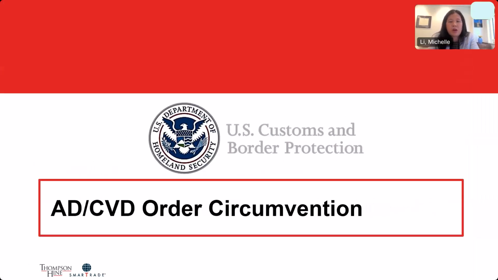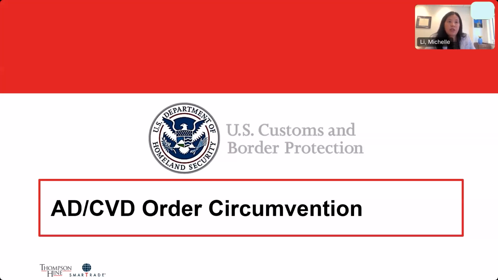And then we can talk about AD and CVD order circumvention. But before I do that, I often get these questions. People will ask me, if I want to import, how can I determine whether my imports are subject to any AD or CVD duties? I will say that in each scope of the AD or CVD investigation, there is some HTS, Harmonized Tariff Schedule, code classification provided for the convenience of the importers to decide whether AD or CVD duties have been imposed on the imports that you are bringing into the United States.